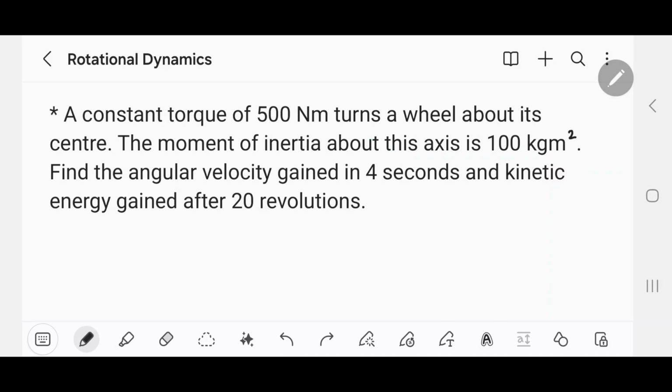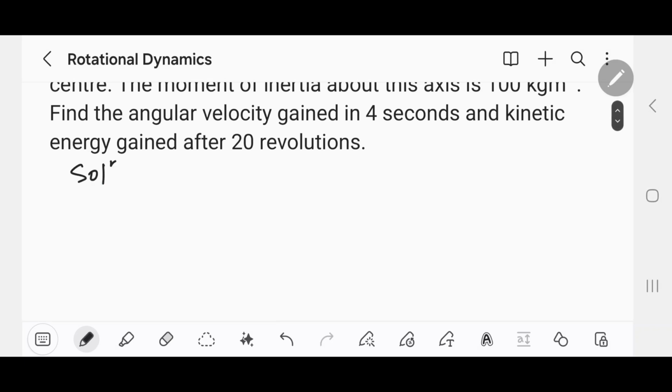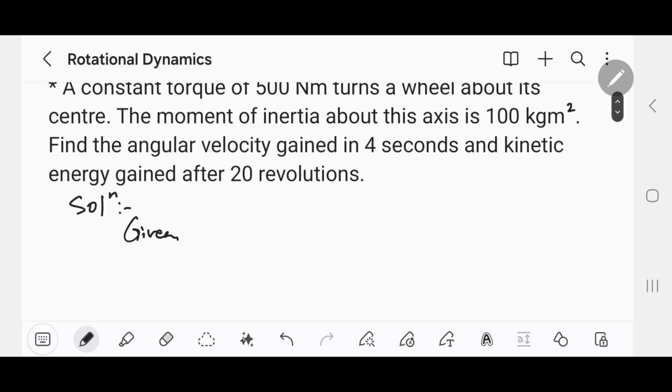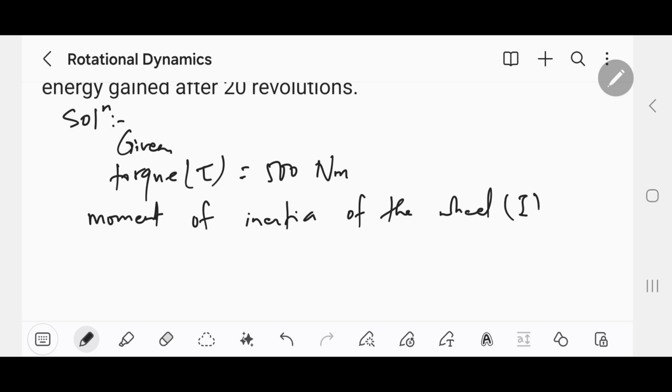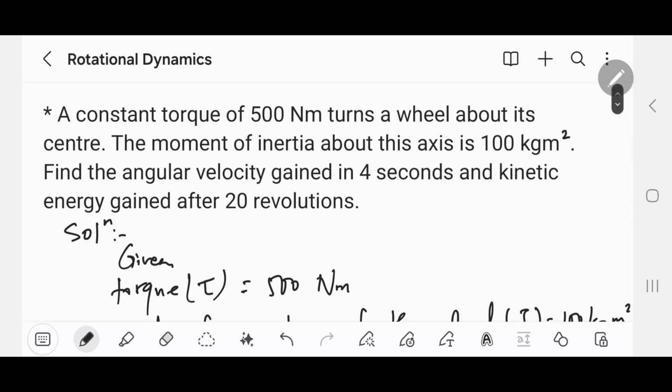So let's solve this. At first, let's write the given things. Given: torque tau is 500 Newton meter. Moment of inertia of the wheel, I, is given to be 100 kg meter square.